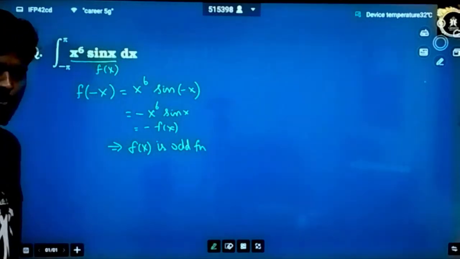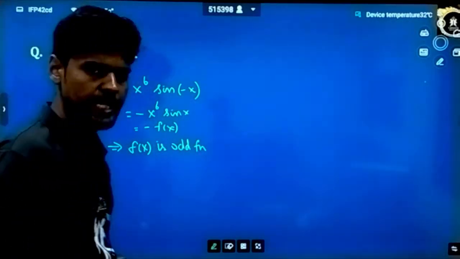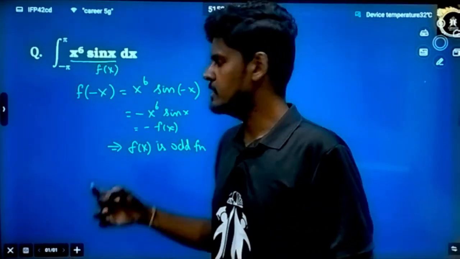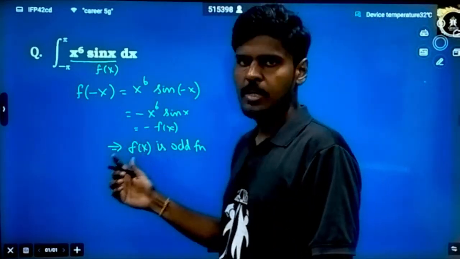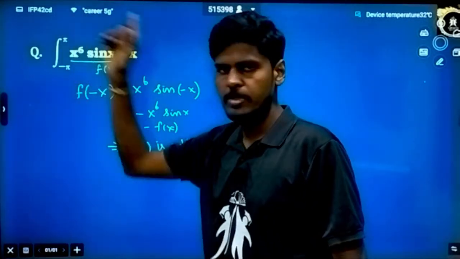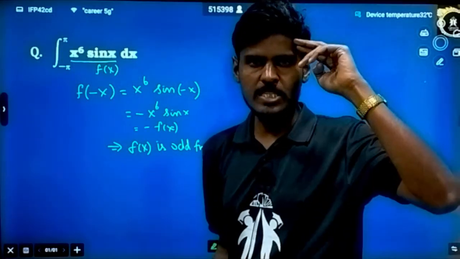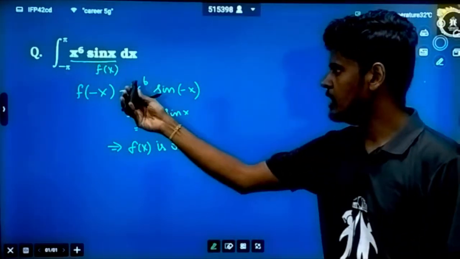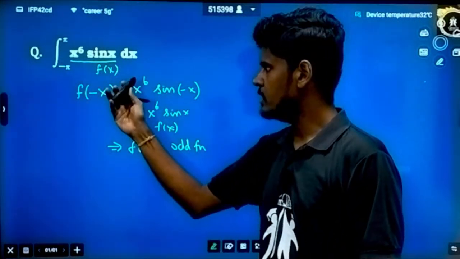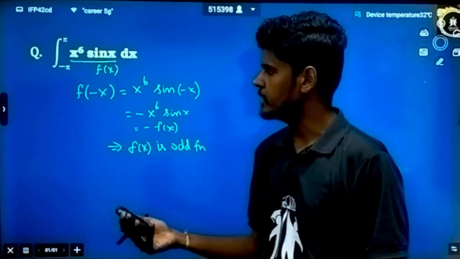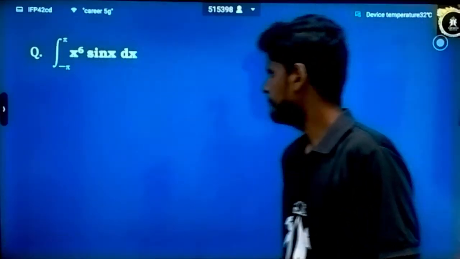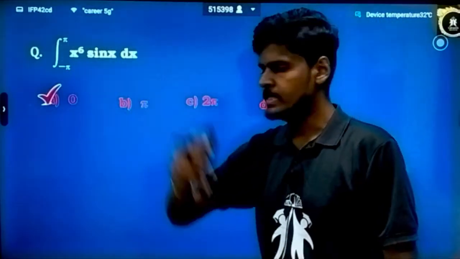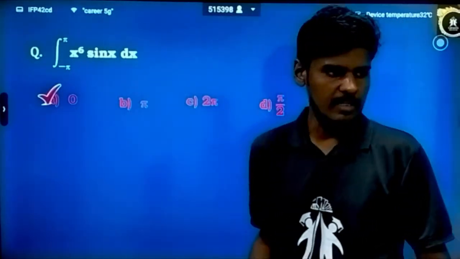When f of x is an odd function, integral between minus a to a f of x dx will be 0. We already know the property. Just use this property. First use this: integral is between minus a to a. That means the first step we should think of is to see if this function is odd or even. If it is odd, then the answer is 0. If it is even, 2 times integral 0 to a f of x. Easy. We got 4 options. What is the answer? Answer is 0 as this function is odd.